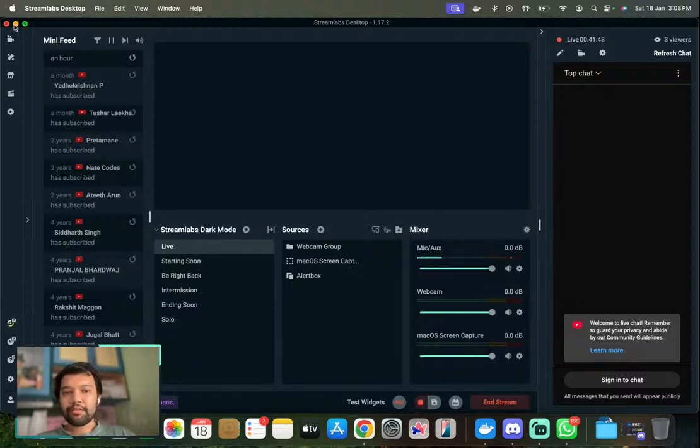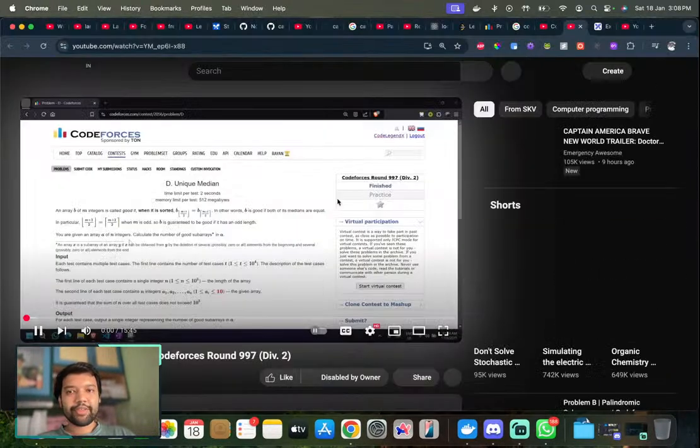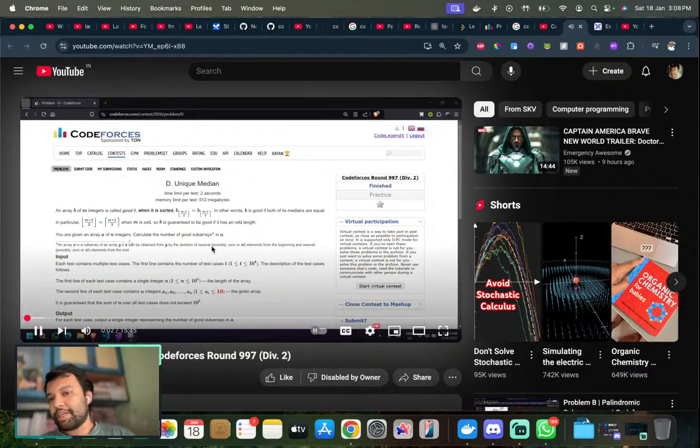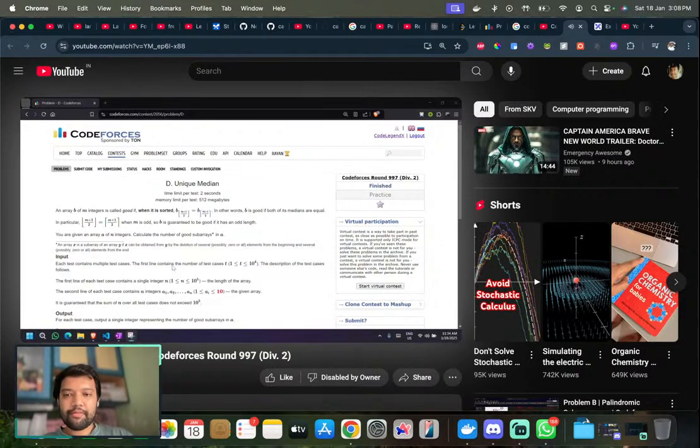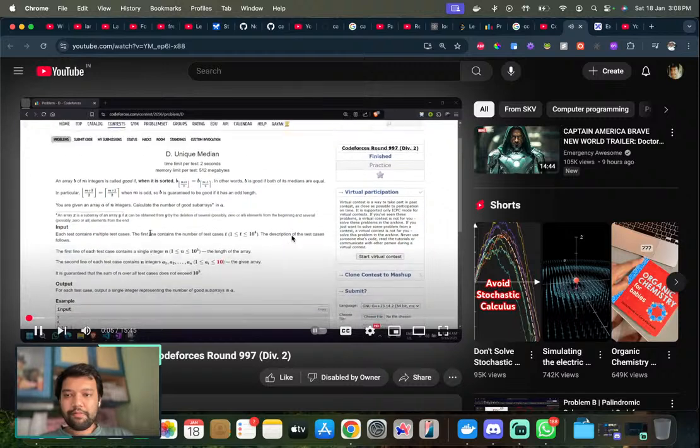Okay, I'm back. So we are doing problem D. We are looking into problem D, Unique Median, the fourth problem. This is a very good problem.